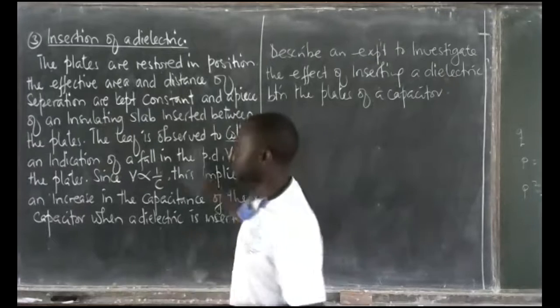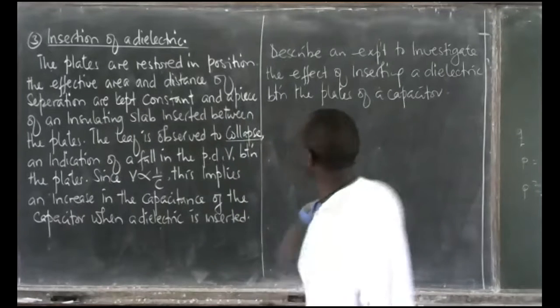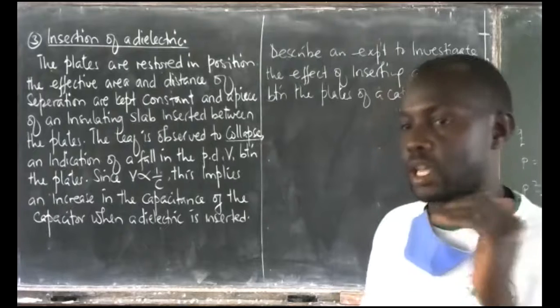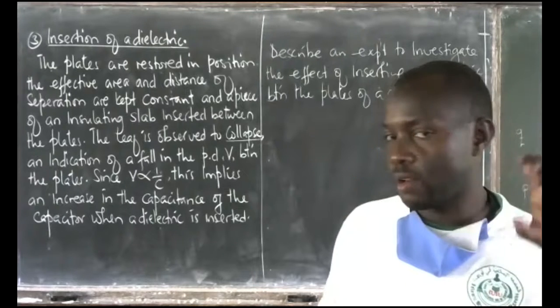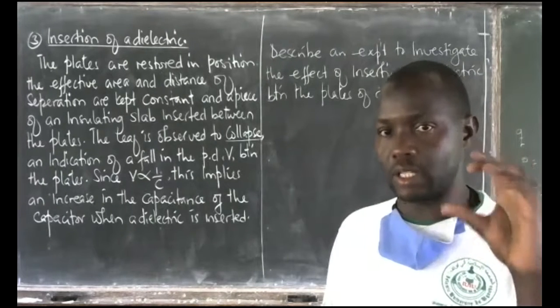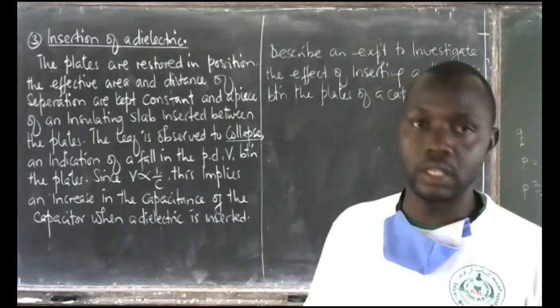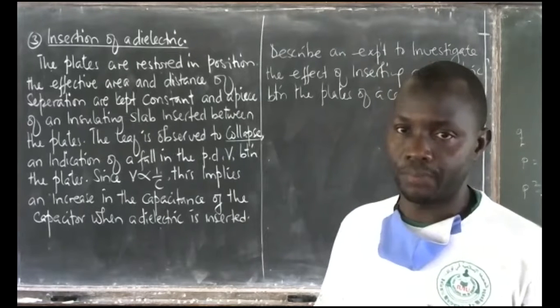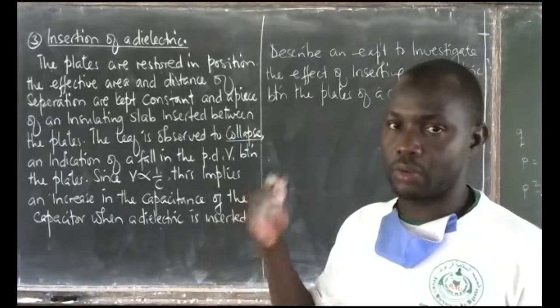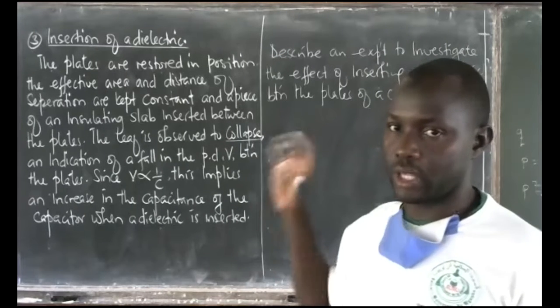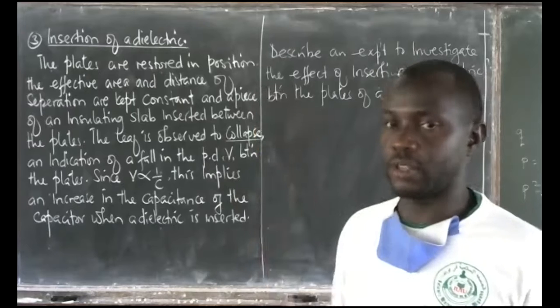For example, this is what we have been describing. But the question is specific. They are not telling us to go through all the three factors. They are specific to only one factor, and that is inserting a dielectric. Do we again start with the plates restored? We are saying no. We are using this statement because we are referring to some work we did before, and we are looking at this one as a mere continuation of the other.